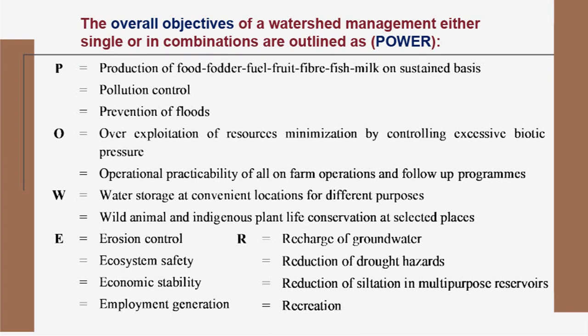O can be over-exploitation of resources, minimization by controlling excessive biotic pressure, and operational practicability of all on-farm operations and follow-up programs. And W of POWER is water storage at convenient locations for different purposes, or wild animal and indigenous plant life conservation at selected places. And E is erosion control, ecosystem safety, economic stability, employment generation. R is for recharge of groundwater, reduction of drought hazards, reduction of siltation in multi-purpose reservoirs, and of course recreation.